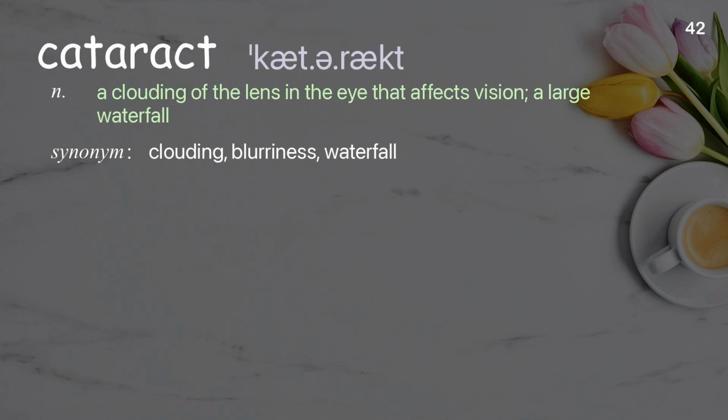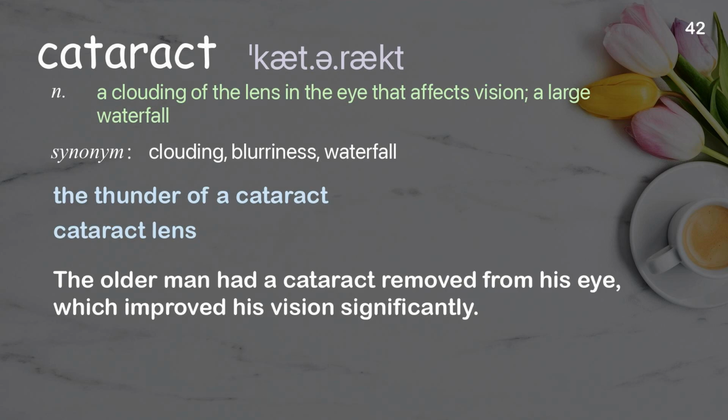Cataract. A clouding of the lens in the eye that affects vision, a large waterfall. Examples: The thunder of a cataract. Cataract lens. The older man had a cataract removed from his eye, which improved his vision significantly.